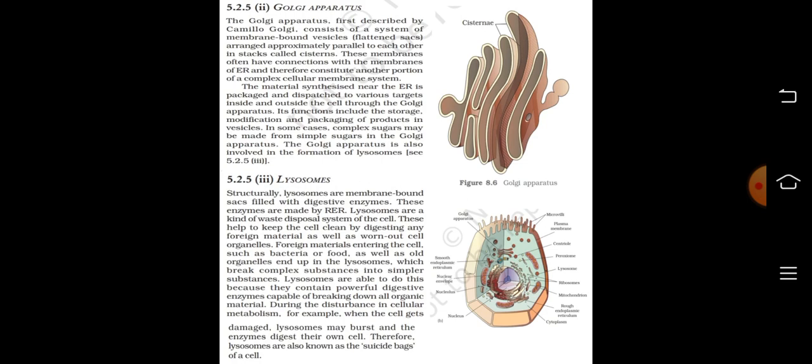Its function includes the storage, modification, and packaging of products in vesicles. In some cases, complex sugars may be made from simple sugars in the Golgi apparatus. The Golgi apparatus is also involved in the formation of lysosomes. Lysosomes. Structurally, lysosomes are membrane bound sacs filled with digestive enzymes.